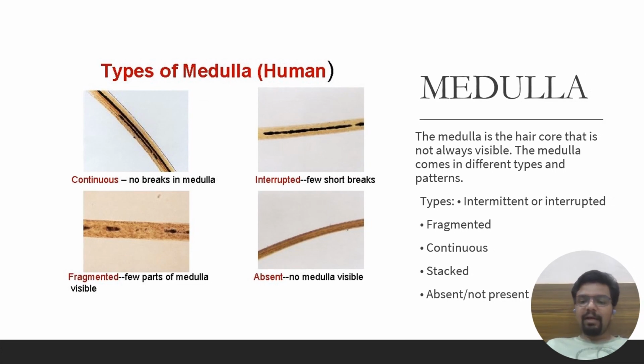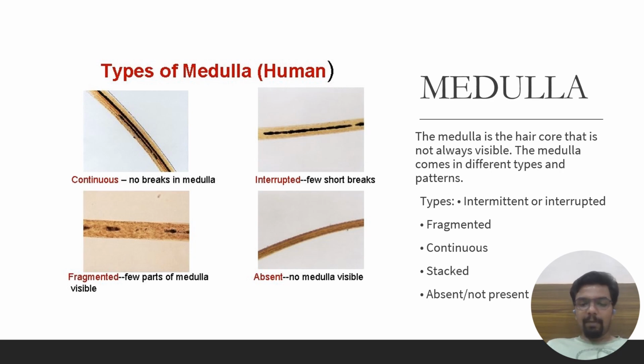So the medulla is the hair core that is not always visible, and the medulla comes in different types and patterns. Basically, the center core is not always present in every type of hair. So there are some patterns or types present in the case of the medulla. From this figure we can find there is a continuous pattern, an interrupted pattern, a fragmented pattern as well, and absent, where no medulla is visible at all.